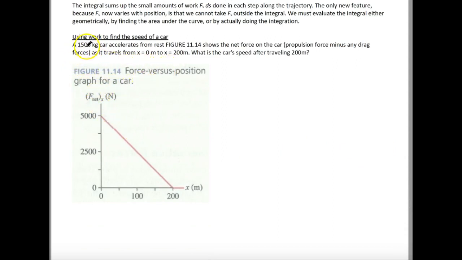So let's use the equation in order to find the work here, done with a force versus a position graph for a car. So you have a 1,500 kilogram car. It does accelerate from rest, and this picture shows the net force on the car. So that's propulsion force minus any drag as it travels from 0 meters to 200 meters. So we want to know what is the car's speed after traveling 200 meters.